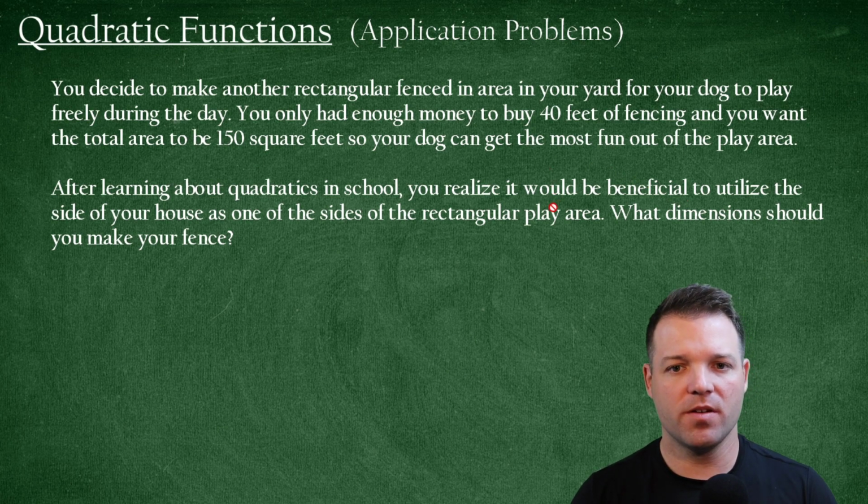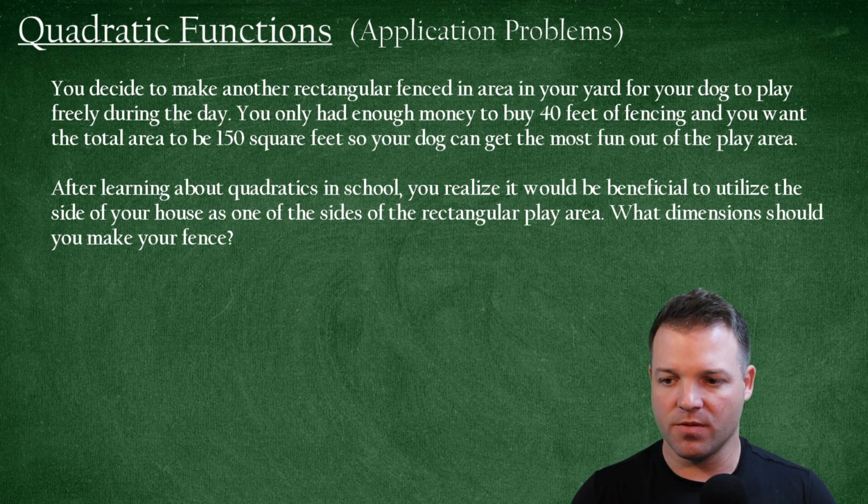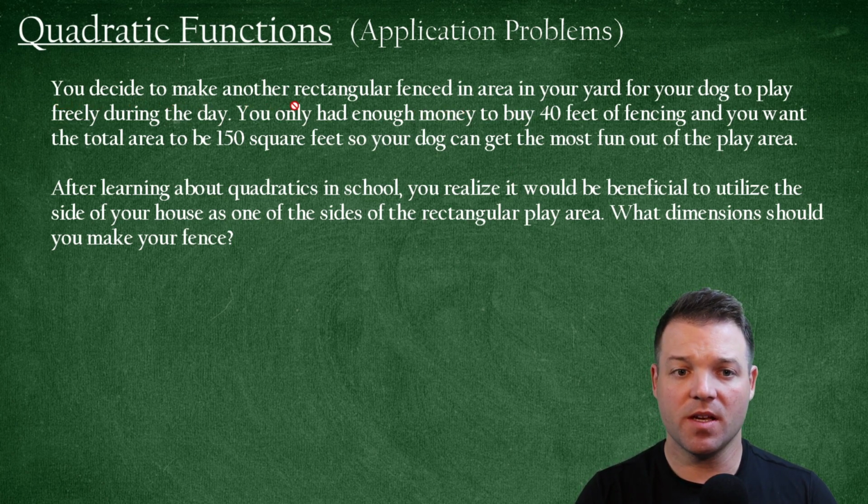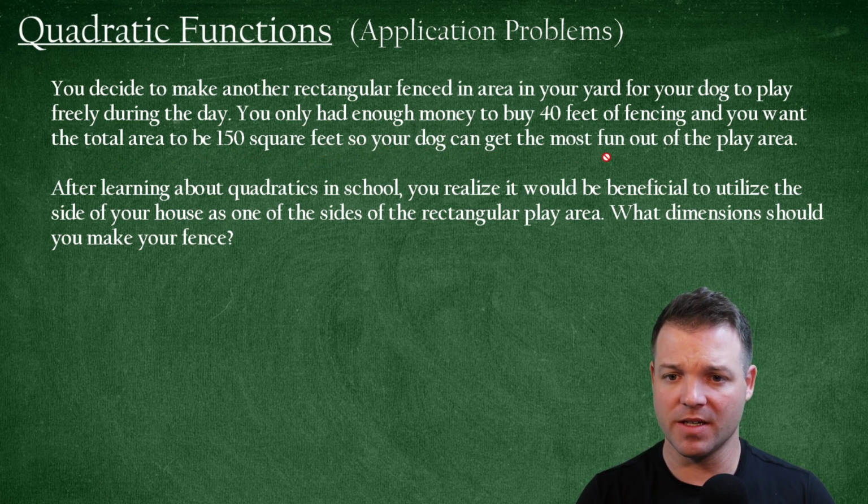Okay, so we have another type of area problem, and same thing with fences, because these are the types of problems we love to give. Okay, so here we go. You decide to make another rectangular fenced-in area in your yard for your dog to play freely during the day, right? You only had enough money to buy 40 feet of fencing, and you want the total area to be 150 square feet, so your dog can get the most out of the play area. Okay? Pretty big points there, right? We have a total of 40 feet of fencing, and we want the total area to be 150 square feet.